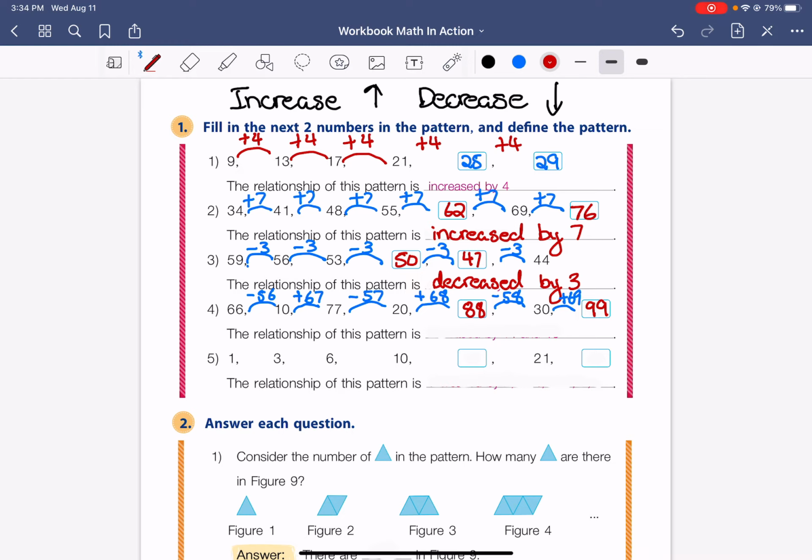So the relationship of this pattern is, let's take a look, increased by 11 and 10. Right? Increased by 11 and 10. We're always going to increase.